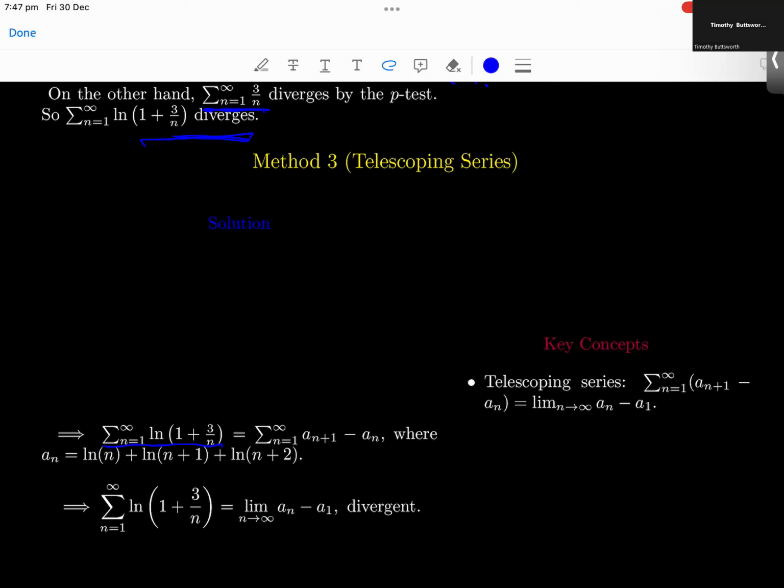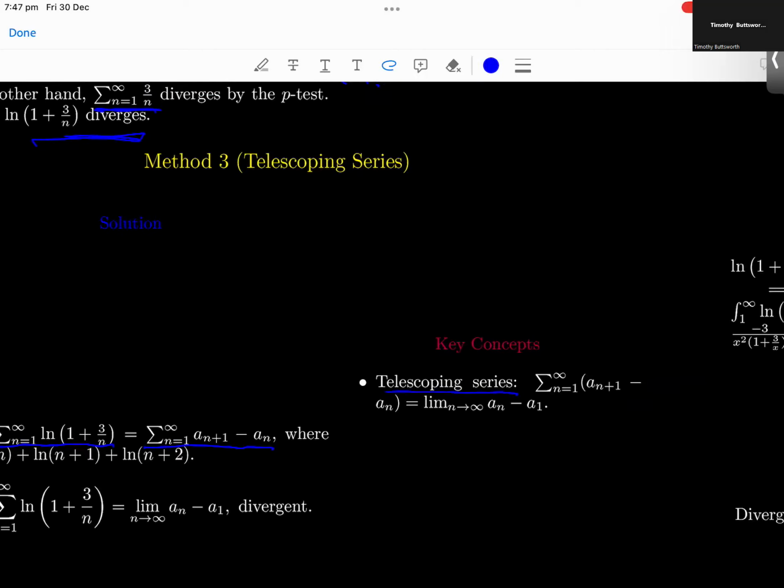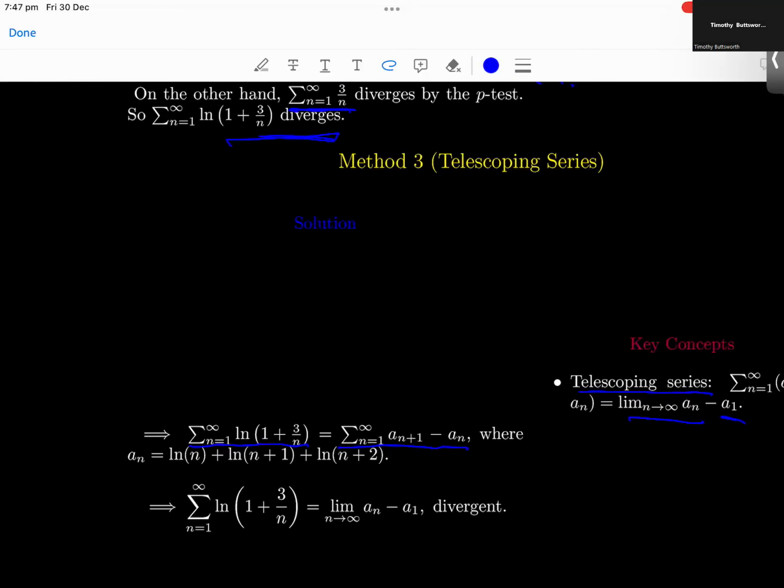In order to use the theory of telescoping series, I need to express my series as a telescoping series. A telescoping series is any series where you can express each individual term as a difference of adjacent terms of another sequence. Because when that happens, the theory of telescoping series gives you a very nice picture of what the infinite sum actually is. It's just the limit of the original sequence minus the first term. All right, so what we really need to do is somehow express ln of 1 plus 3 on n as a difference of adjacent terms of a sequence.